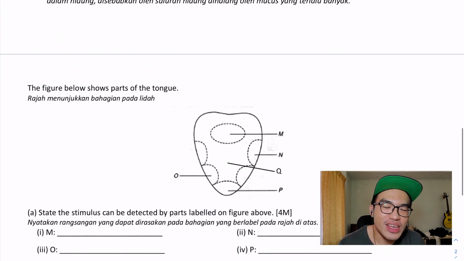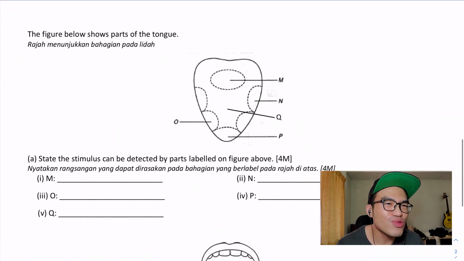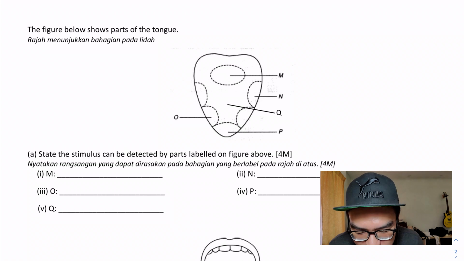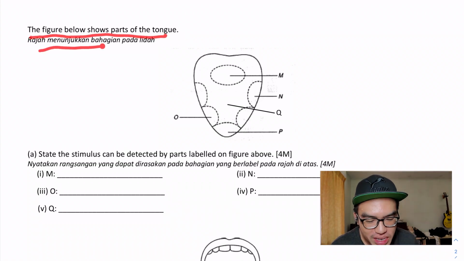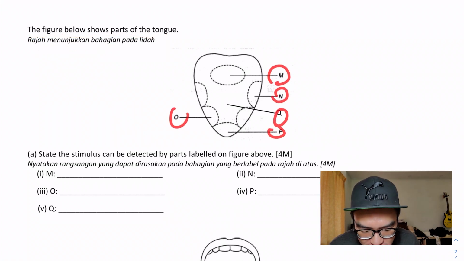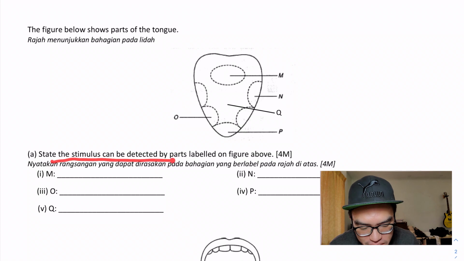Let us get into the exercise. How do exercise and exam look like? Let's look at the question. The figure below shows parts of the tongue. Raja menunjukkan bahagian pada lidah. So you have M, N, O, P, Q over here. State the stimulus that can be detected by the parts labeled above.